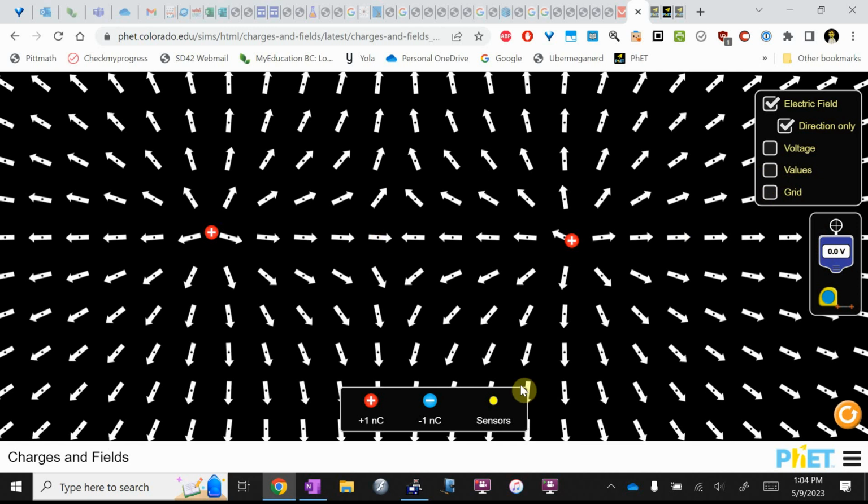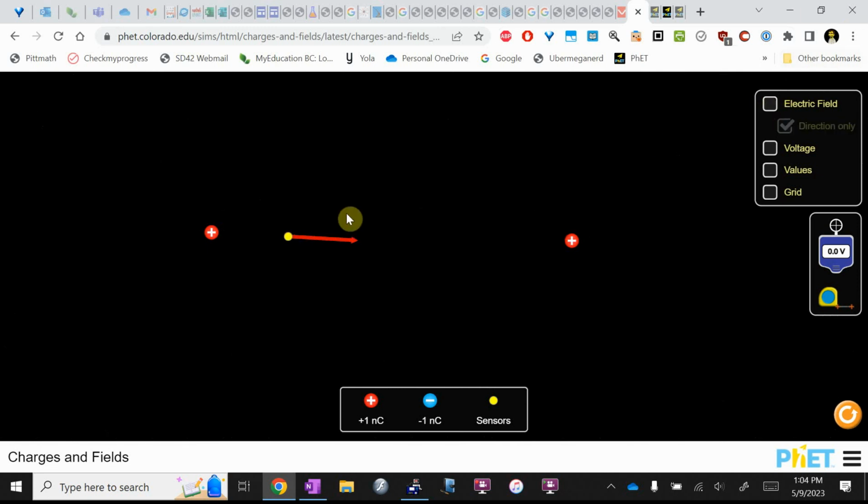I think, oh yeah, sensors. Here's my electric field sensor. Right here, which way is the net electric field? Pointing to the left, is that what we drew? What did we say over here? Pointing to the right? Let's get rid of the electric field so you can see. But then we did say there was going to be a spot right near the center, right about here, where the net field was what?